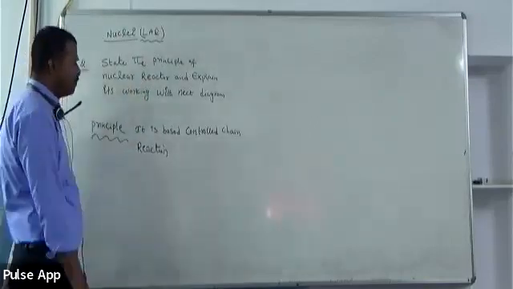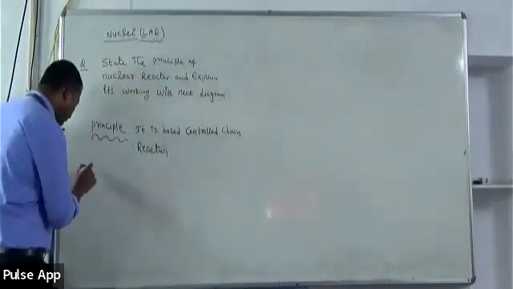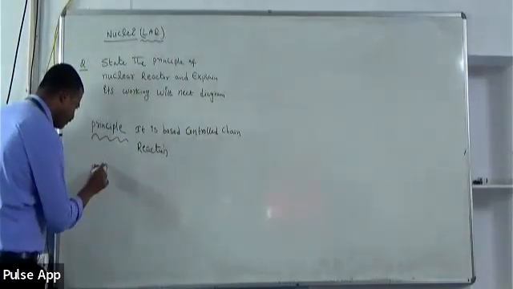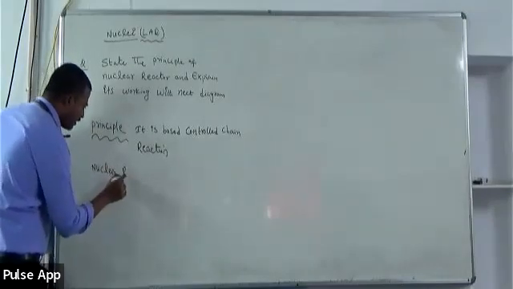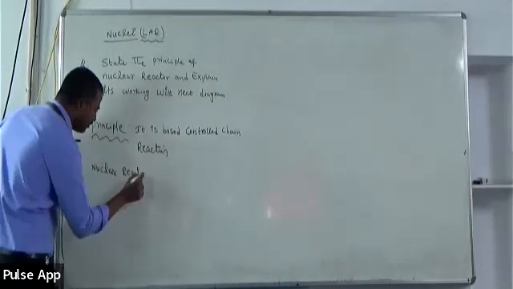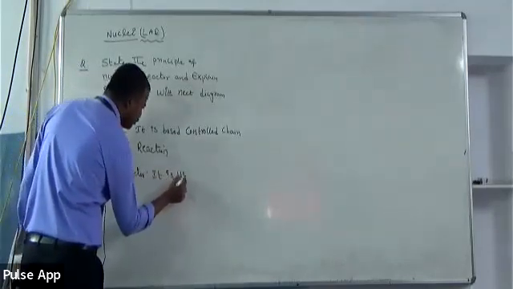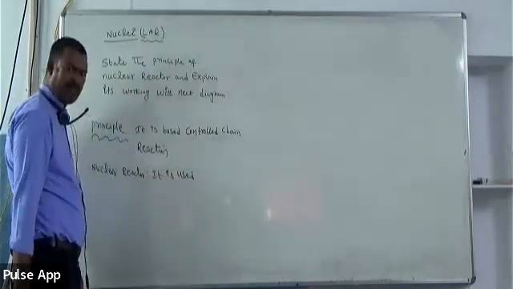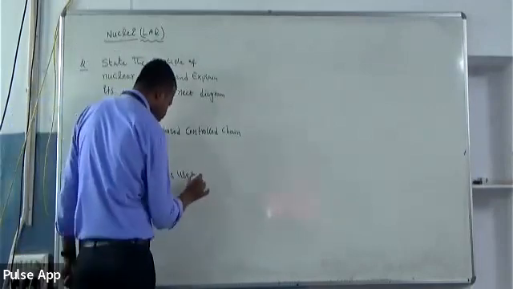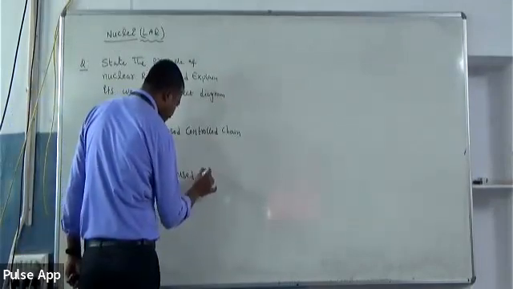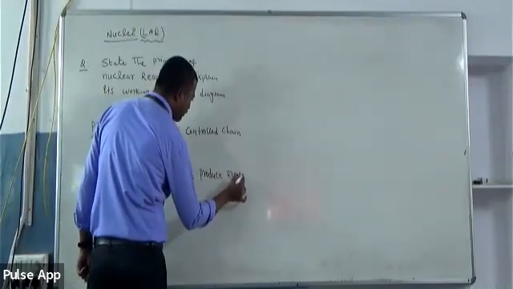Next, there are different parts of a nuclear reactor. First, what is a nuclear reactor basically? It is used to convert nuclear energy into electrical energy, or it is used to produce electrical power.